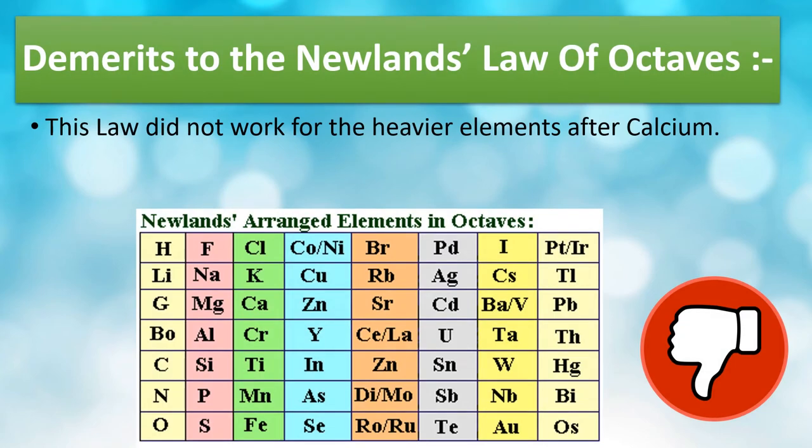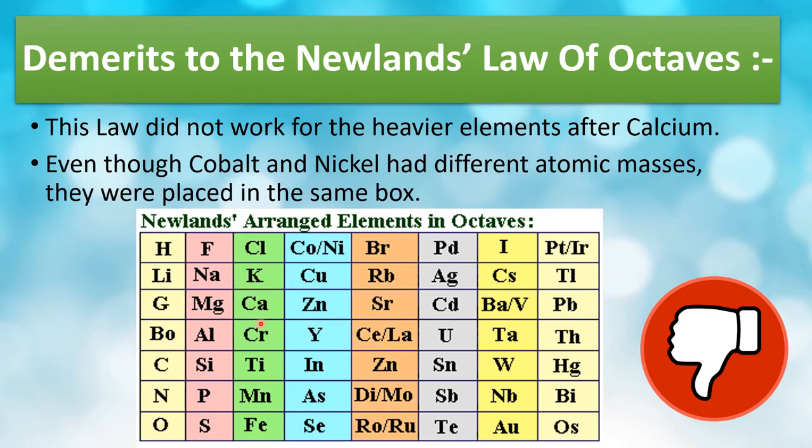Now what are the demerits of the Newlands law of octaves? Well, one of the demerits was that this law did not work for the heavier elements after calcium. Another demerit was that even though cobalt and nickel had different atomic masses, they were placed in the same box. This is incorrect as they were also placed with chlorine and bromine, which have very different properties from cobalt and nickel. Now iron, which had similar properties to cobalt and nickel, was placed far away. In fact, there were many other elements which were placed in the same boxes as well with different atomic masses.